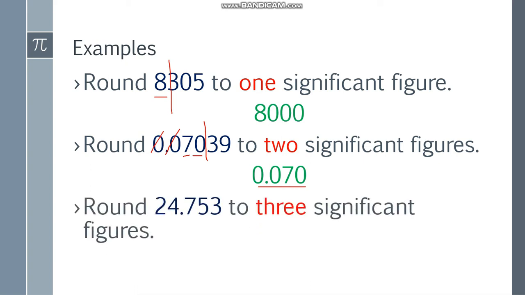Next, round 24.753 to three significant figures. So let's count: 1, 2, 3. The next number is 5. Since it's 5 or more, you have to add 1 here. That will be 24.8.